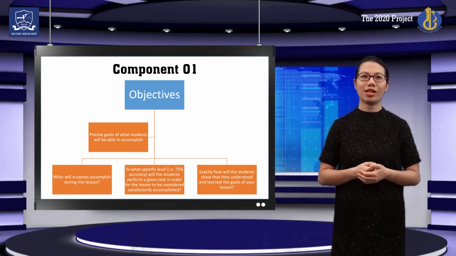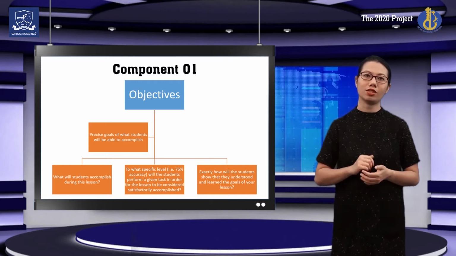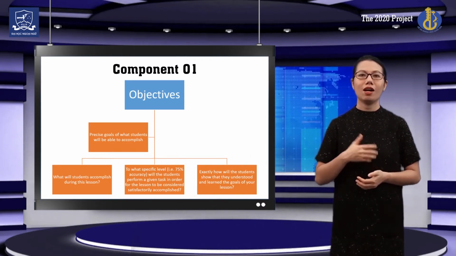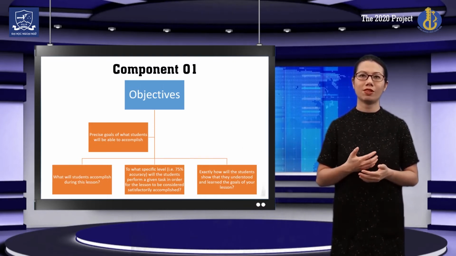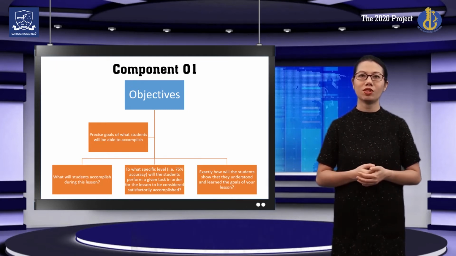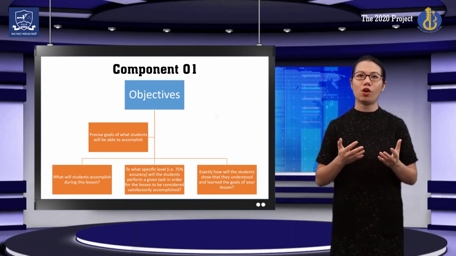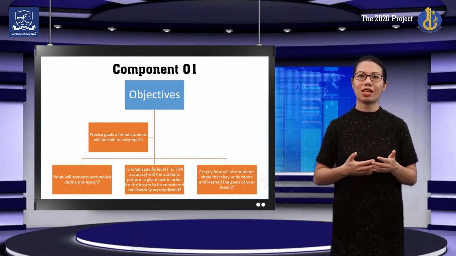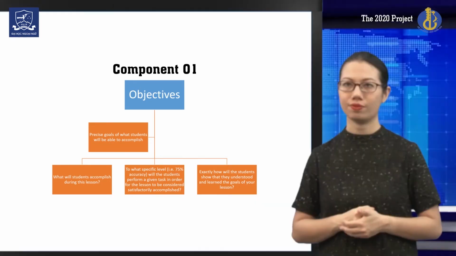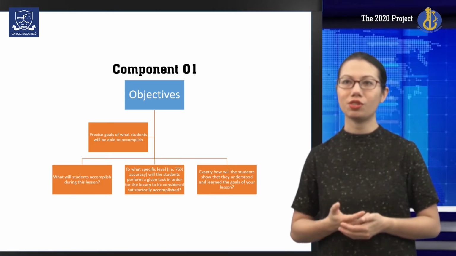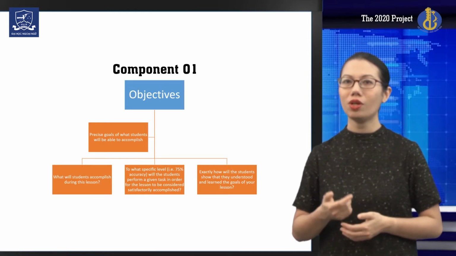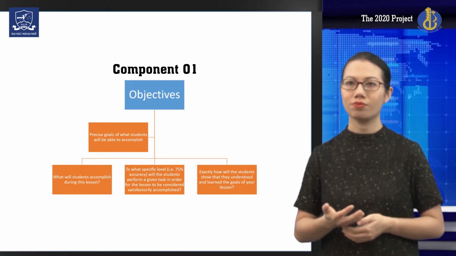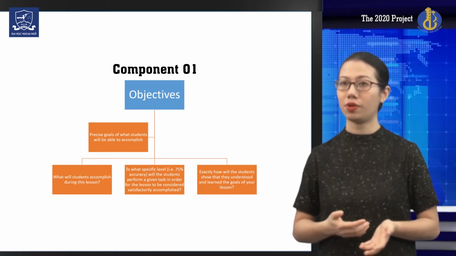In order to define your lesson's objective, consider asking yourself the following questions. What will students accomplish during this lesson? To what specific level, for example, 75% accuracy, will the students perform a given task in order for the lesson to be considered satisfactorily accomplished? Exactly how will the students show that they understood and learned the goals of your lesson? Will this occur through a worksheet, group work, presentation, illustration, etc.?